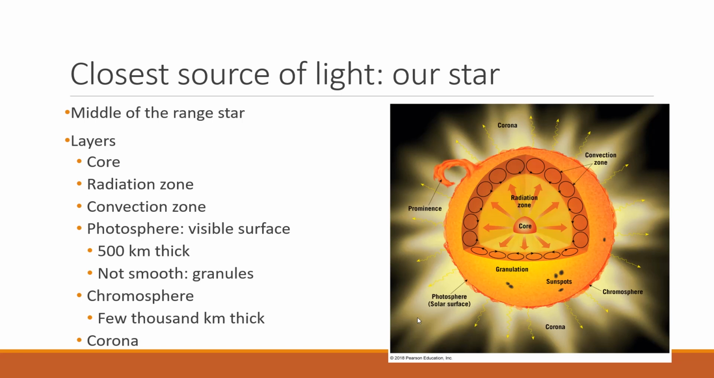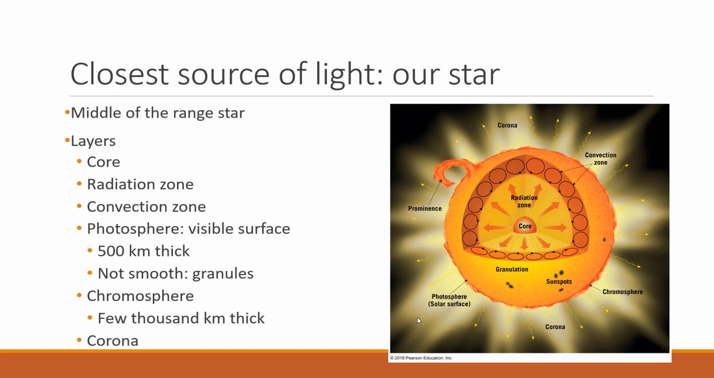We then have a photosphere, which is the visible surface of the sun. It's about 500 kilometers thick, so it's very thin, and it's not smooth. So the sun may, don't look at the sun, but images of the sun, at least from a distance, make it appear very smooth. It's not. It's very granulated. It has granules because it's gas that's being held in by gravity.